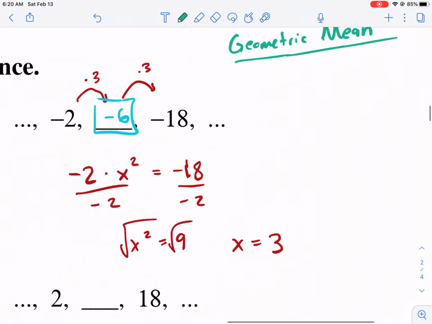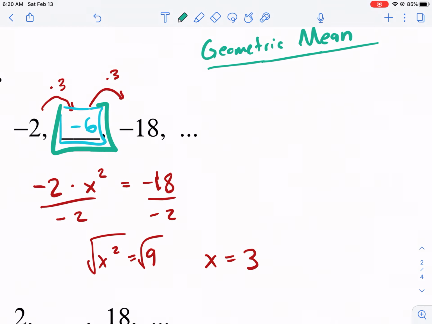What if we don't want to find the change, but we just want to find this number here? Let's say we didn't know it was negative 6, and instead we're going to call it n. Well, if this sequence is multiplying by the same thing each time, times something, times something, times something. Let's say we don't even know what it is. We don't even know what it's multiplying by each time.